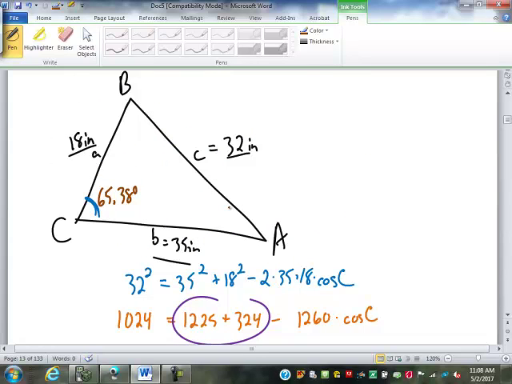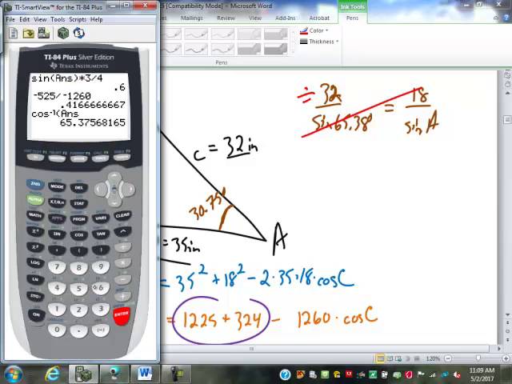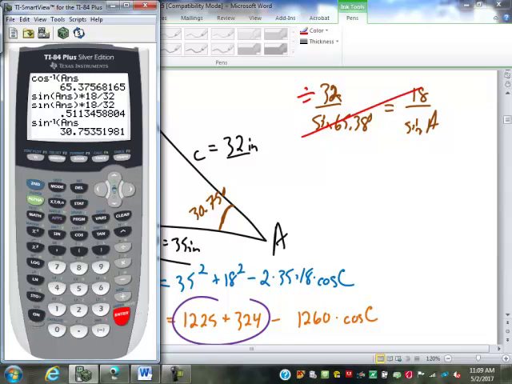Now, of course, I'd want to find angle A next because it's the smaller of the two. What did you get for angle A? 30.75. That's just going to be 32 over the sine of 65.38 degrees equals 18 over the sine of A. So you cross multiply and divide. Sine of that angle times 18 divided by 32 gives you 0.5113, and then the inverse sine gives you 30.75 degrees.